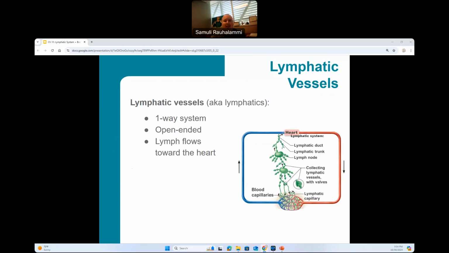We also see that lymphatic vessels are much more permeable than the vessels that we see in the cardiovascular system. And finally, we do see a similarity between lymphatic vessels and the veins of the cardiovascular system. So we see low pressure within these. They also have valves, and they get squeezed by skeletal muscles.